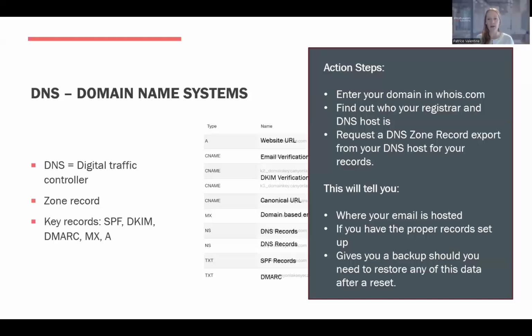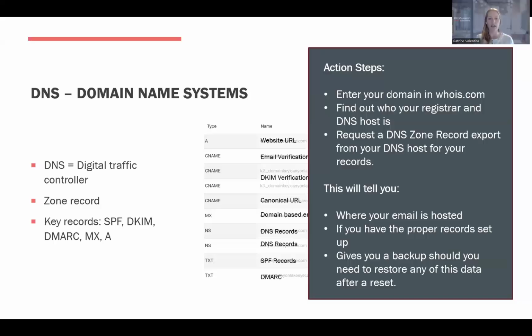From that person or company, let's say it's GoDaddy, Network Solutions, or it could be a company like Profusion. We might be your host. Request a DNS zone record export from your DNS host. Just keep this for your records. It'll look like what you see on my screen right now.